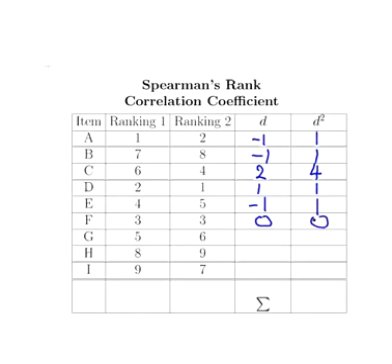3 minus 3 is 0, so 0. 5 minus 6 is minus 1, and 1. Minus 1 and 1 again. And lastly, 9 minus 7, that's 2, so when we square that we get 4.